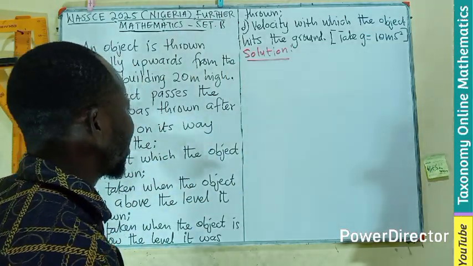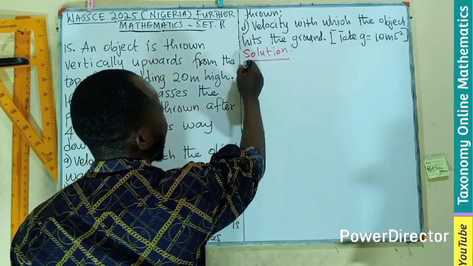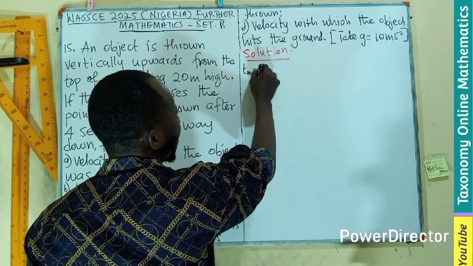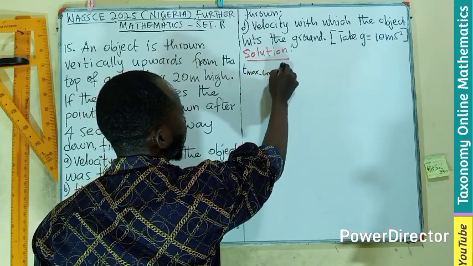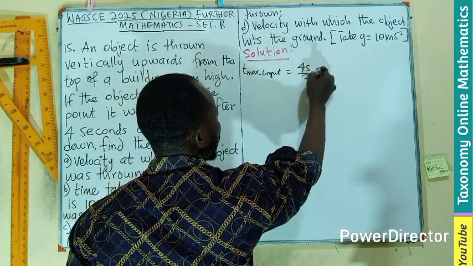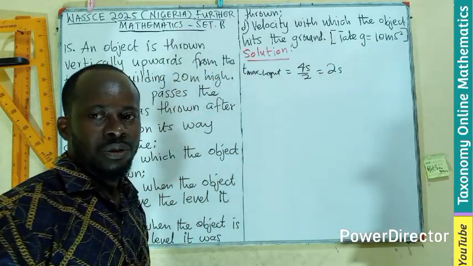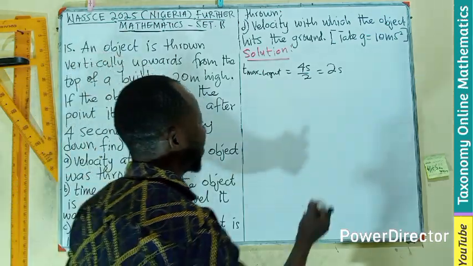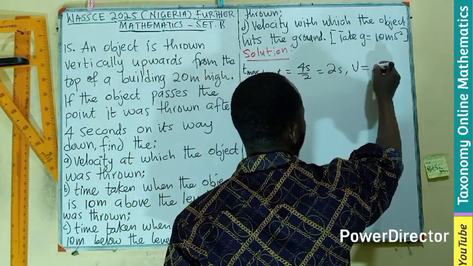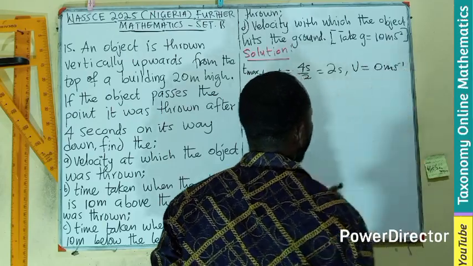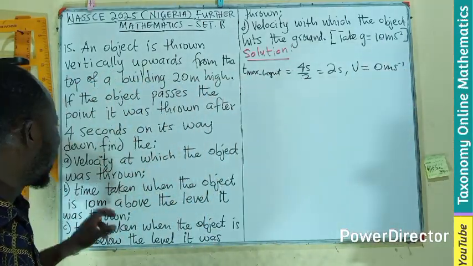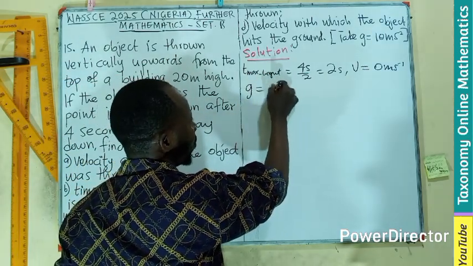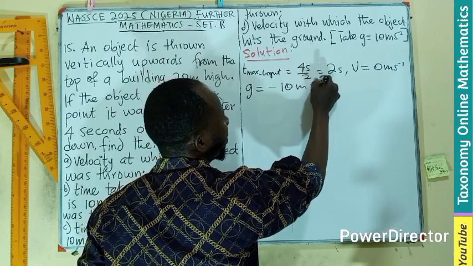So here, let me say time to reach the maximum height is going to be 4 seconds divided by 2, which gives us 2 seconds. So that is the time it will reach before coming down. We can also say that the final velocity is going to be 0 meters per second. Then we are looking for the initial velocity. Remember, the acceleration due to gravity is going against us, negative 10 meters per second square.